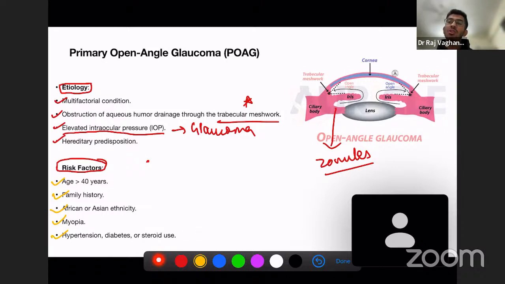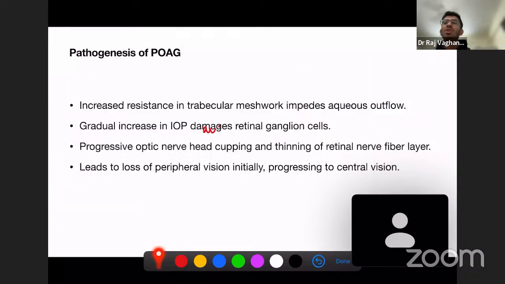And you must remember this diagram. This diagram is very important. You must remember this diagram, right? Now, what is the pathogenesis of primary open angle glaucoma?